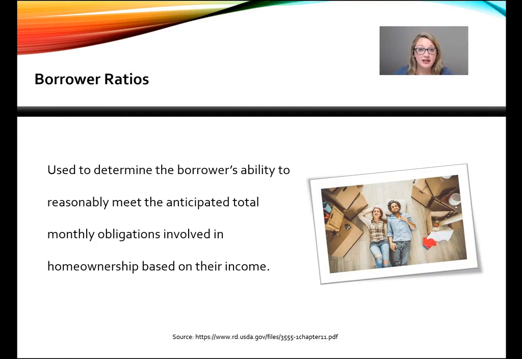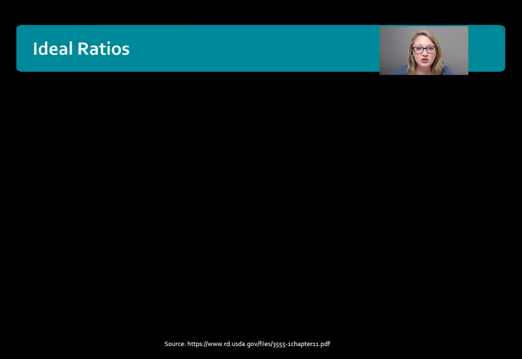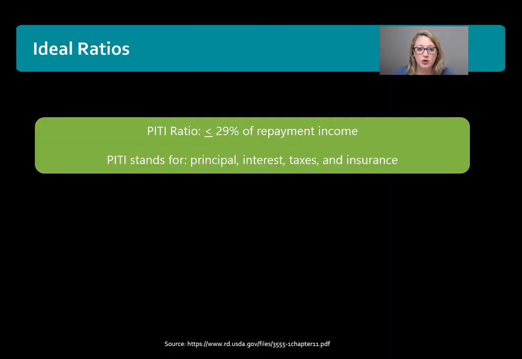So what the USDA is attempting to do when they have the underwriter analyze the ratio is they want to determine the borrower's ability to reasonably meet the anticipated total monthly obligations involved in homeownership based on their income. So the ideal ratios that USDA is looking for, when it comes to the PITI ratio, PITI is the principal, interest, taxes, and insurance, the sum of those items, and they're looking for less than or equal to 29% of repayment income.